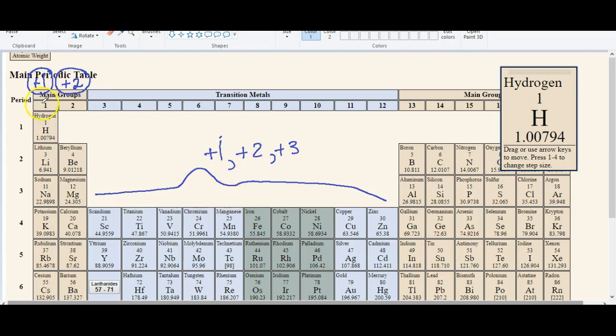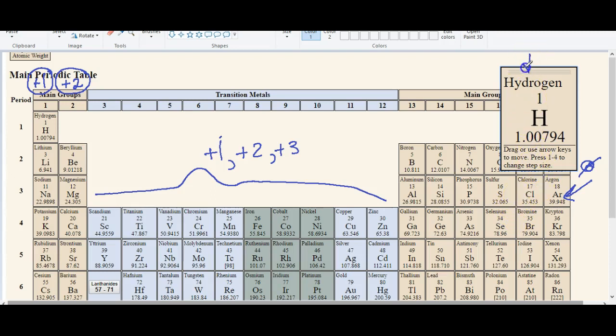But for now, you definitely know that group 1s have a positive 1 charge, group 2s have a positive 2 charge. Our last group, group 18, is the noble gases, and we know that their net charge is 0, because their outer shell, their valence shell, has a full 8 electrons, and it's going to be the most stable, and so it has no charge.